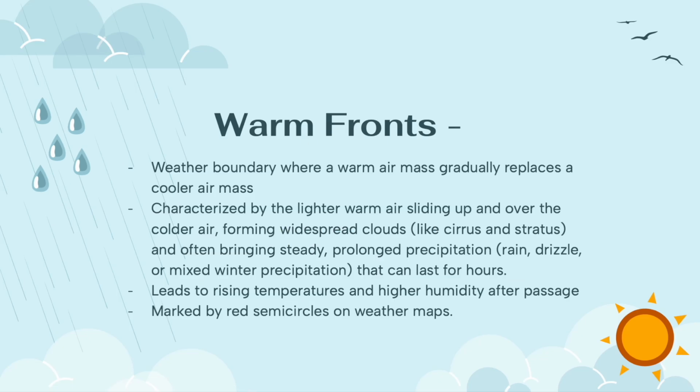Warm fronts are weather boundaries where a warm air mass gradually replaces a cooler air mass. It's characterized by the lighter warm air sliding up and over the colder air, forming widespread clouds like cirrus and stratus. It usually brings steady and long precipitation, like rain, drizzle, or mixed winter precipitation, like a wintry mix, that can last for hours.